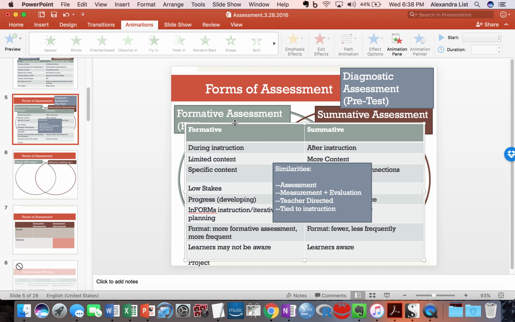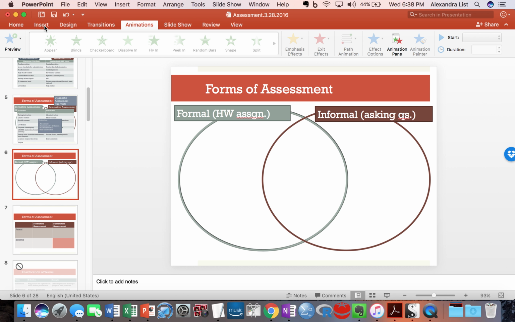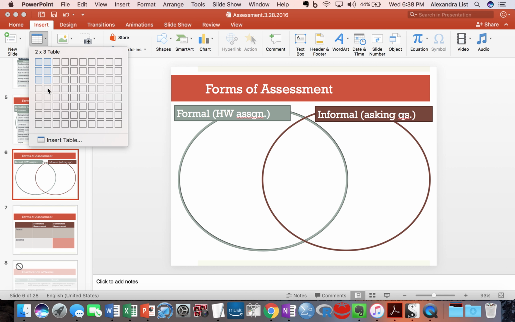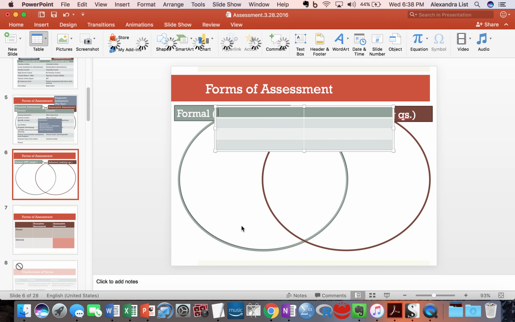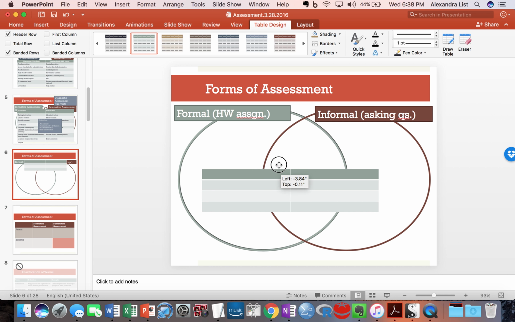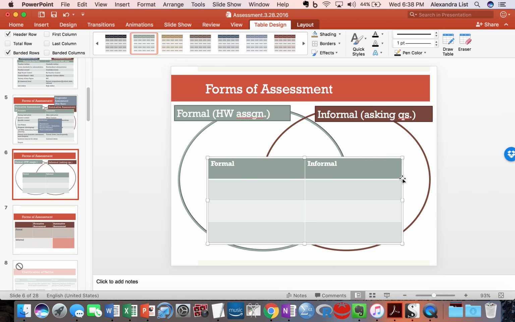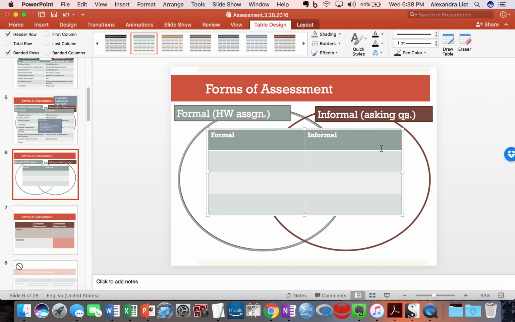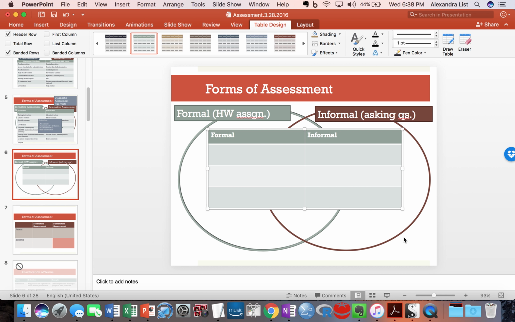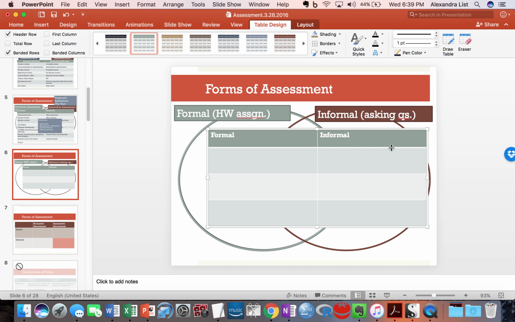Let me copy and paste this table so that we're able to have contrasts for formal and informal assessment. There's really not as many differences. Okay. So if you've come up with some distinctions on your own, see how they compare to the distinctions I'm going to talk to you about.